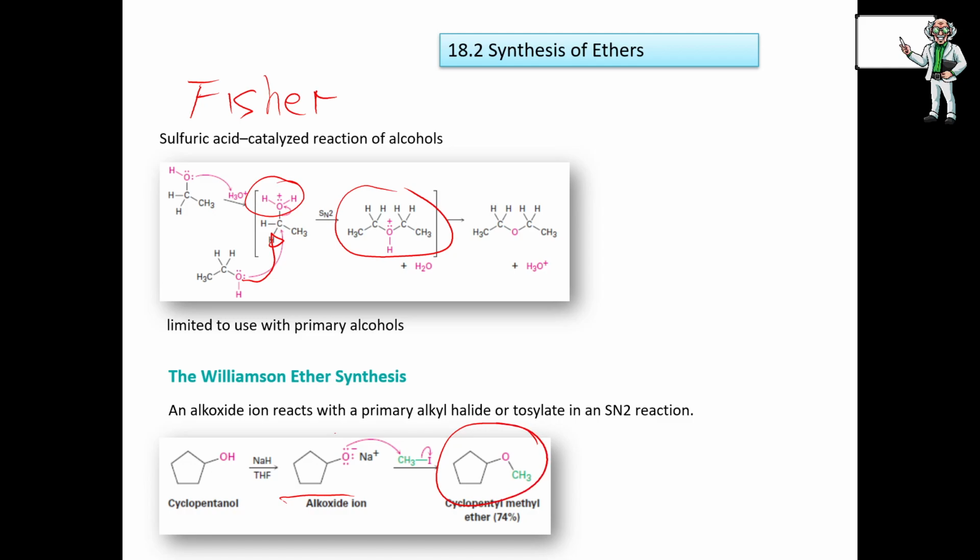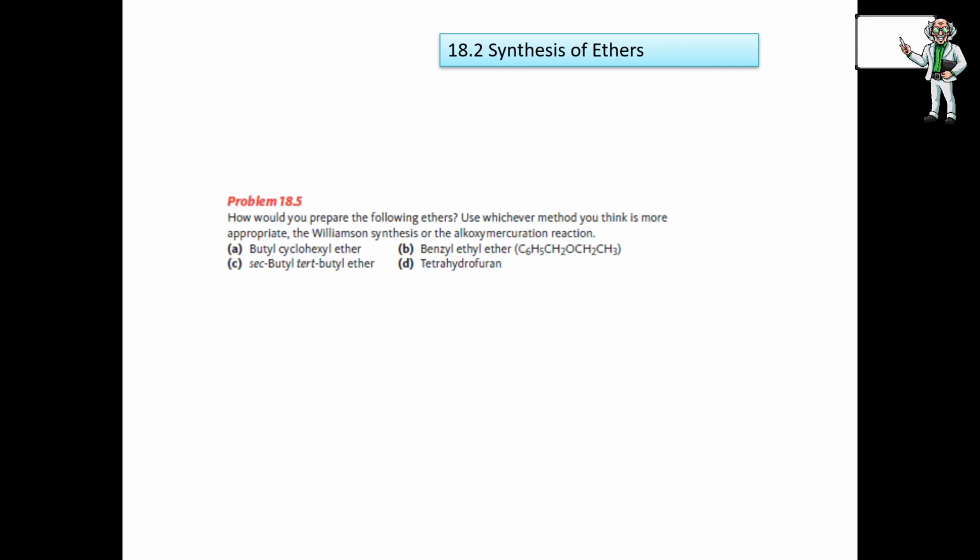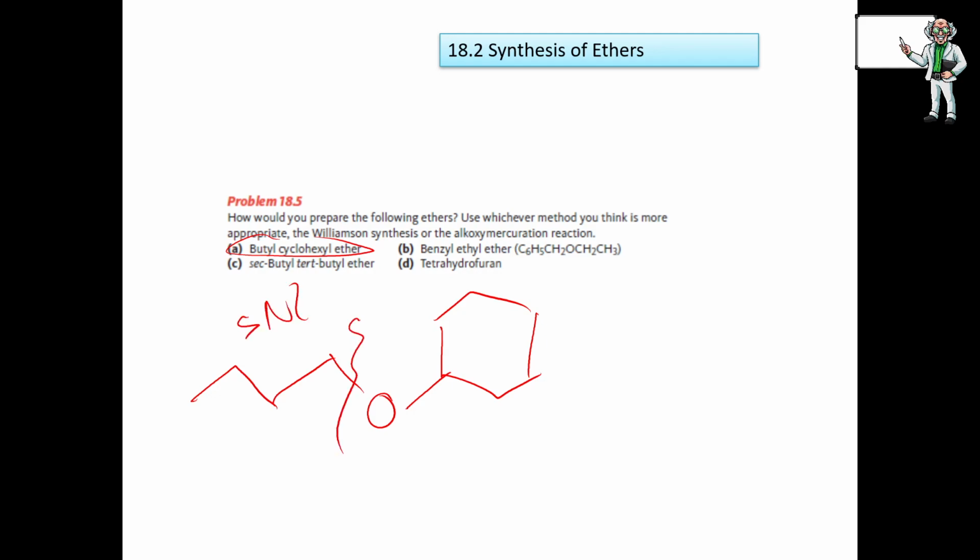The only complication of this methodology is that we have to be wise. When we have the ether and they ask us which are the starting materials, we have to put the alkyl halide on the part where it is easier to do an SN2. For example, we have butyl cyclohexyl ether. Butyl cyclohexyl ether is this. Which part will be easier to do SN2? Obviously, this will be easier than doing SN2 in this position, because this is primary and this is secondary.